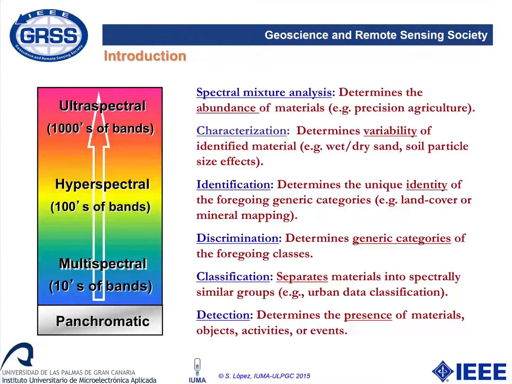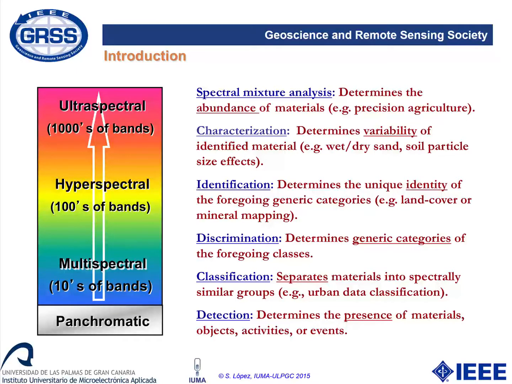Well, you can see here in this slide on the left a classification that normally is made regarding the number of bands that you have in your image. So we can go from panchromatic to ultraspectral images. Panchromatic means only one band. Then we have multispectral, which typically are images composed of tens of bands. Then we have hyperspectral, which normally refers to images that have hundreds of bands. And then ultraspectral if we go above 1000 bands.